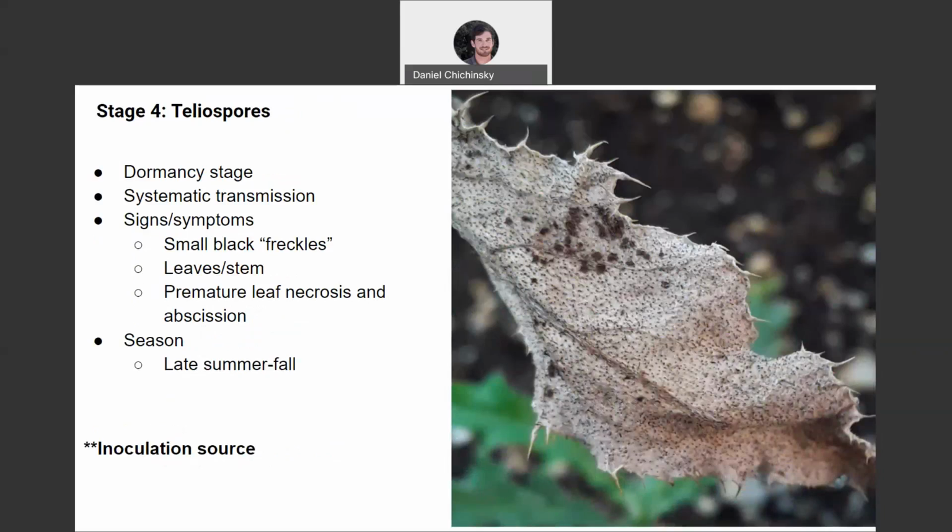And then the last stage is the teliospore stage. This is the dormancy stage in the life cycle where the spores have the potential to exist at soil level on dead thistle leaves and stems.